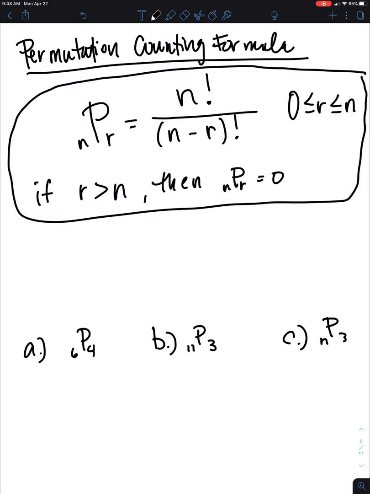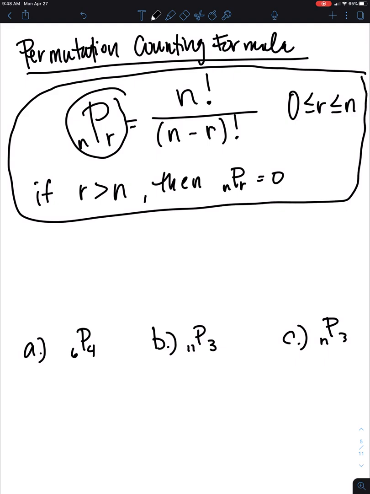Okay, so the n is objects, and the r. There's a total of n objects, and r is how many are taken at a time. So the number of permutations of n objects taken r at a time is denoted like this. Okay, so this is a formula, and I'm going to show you how to use it.